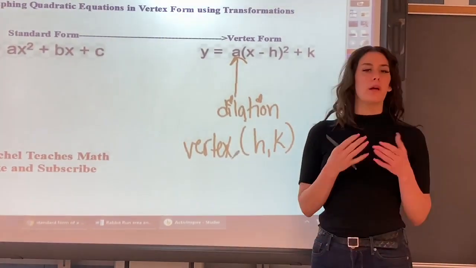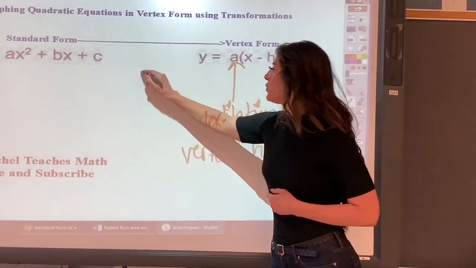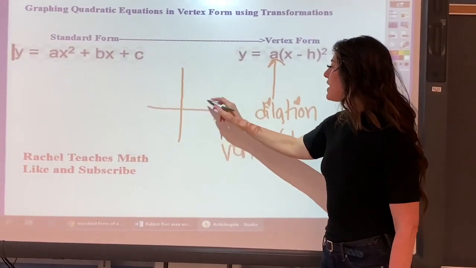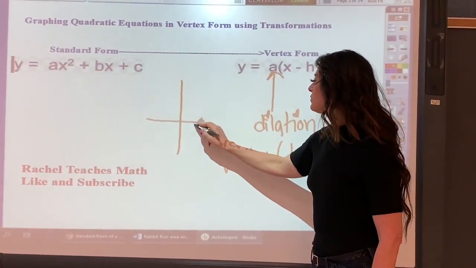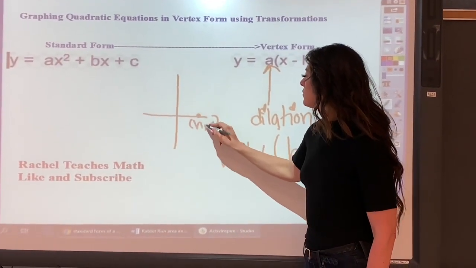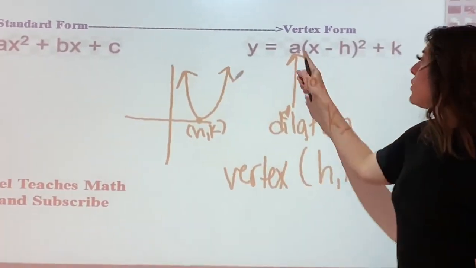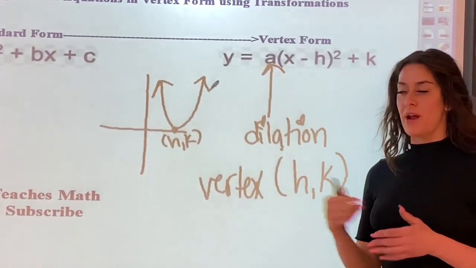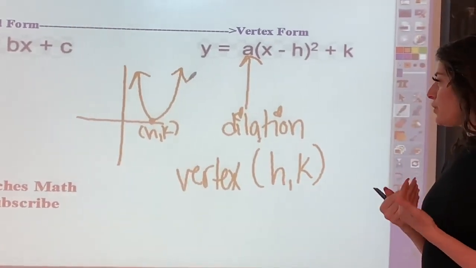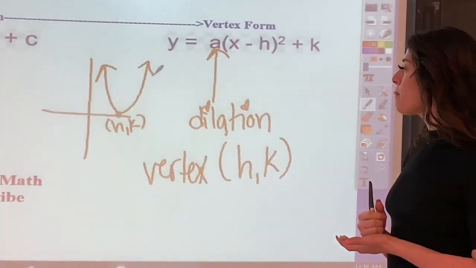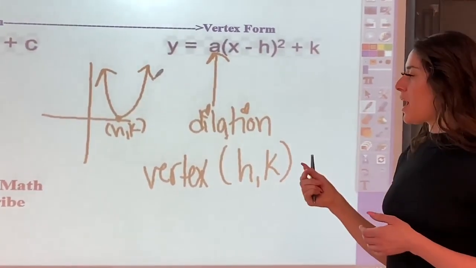Now, hopefully you know in a quadratic, your vertex is your starting point. So let's say we have H, K here. And then I know where my quadratic is beginning, and I use the growth rate to figure out where it's going to go next.